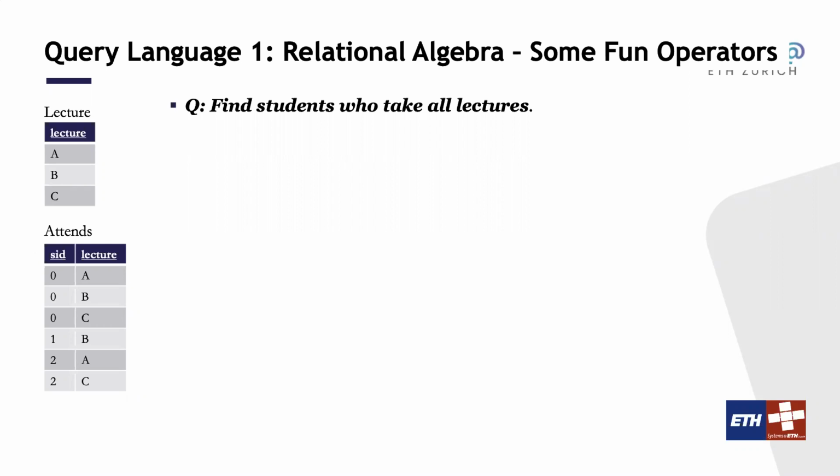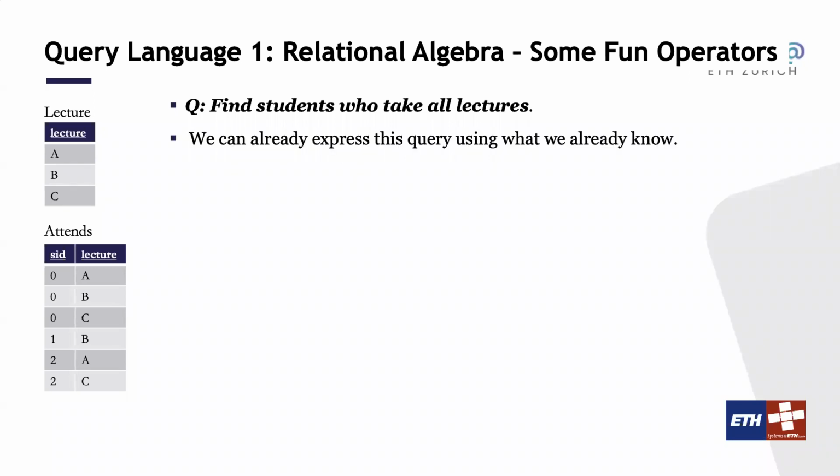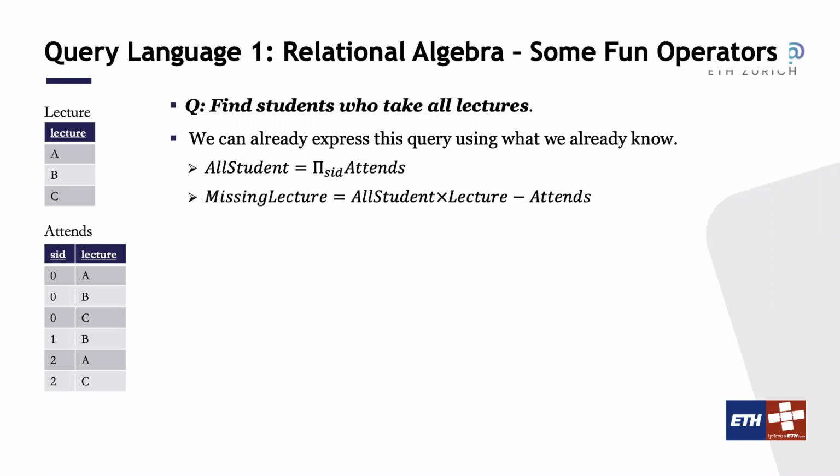So how can we do that? We already have the tool to answer that question. It's going to be a very long expression, but we know what to do. Let's find all the students. I can project the attendance relation by only keeping the student ID column, then I get all my students. I can do a cross product between all the students and all the lectures, and then calculate the difference between that and attendance.